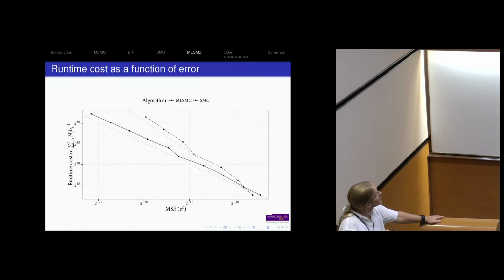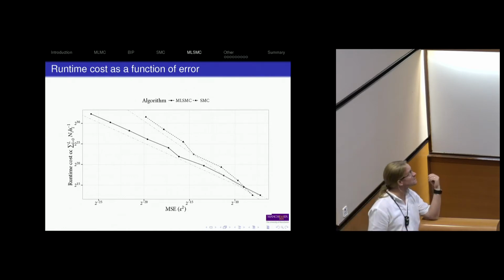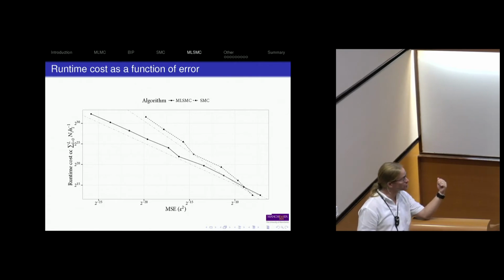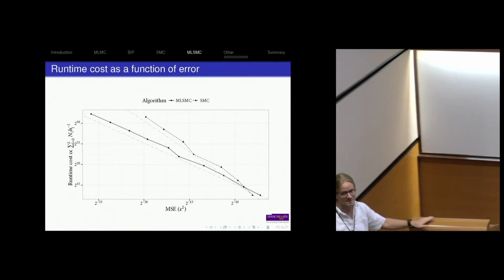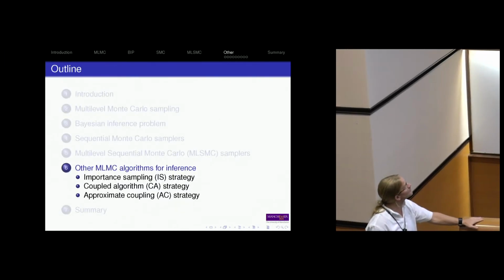So when we ran out of power for the SMC, we had this mean square error of 2 to the minus 20, but we made it all the way down to 2 to the minus 26 using ML, using the multi-level approach. So this is really paying off when you want very accurate solutions to posterior expectations, which involve some discretized model appearing inside the target.